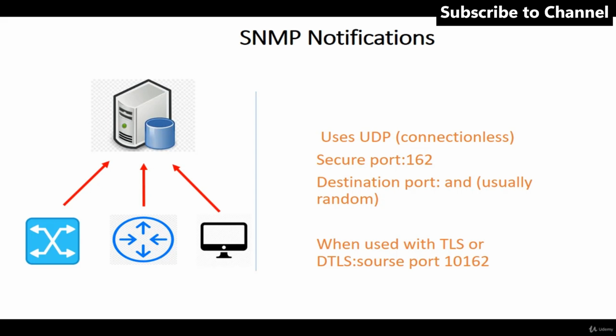For SNMP notification, also known as SNMP traps, and SNMP version 1, it also uses UDP for all the same reasons we talked about in the last slide. The source port from the managed device is 162, and the destination port is usually any random high port. And for security, you can use TLS or DTLS, and it uses 10162.